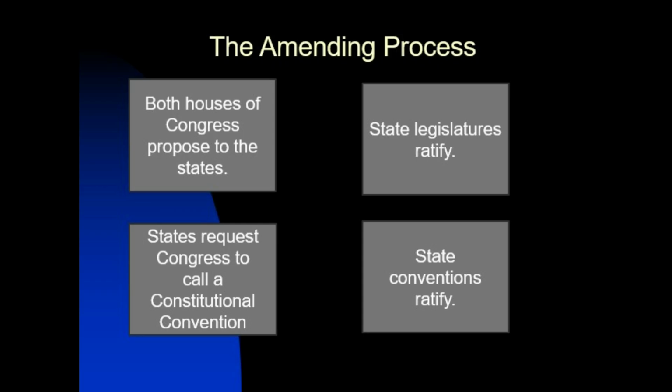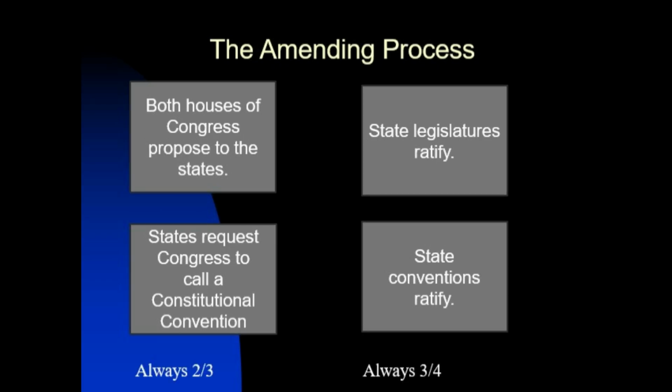So that is not as precise as when we're saying state legislatures ratify. That's pretty clear. So altogether, we have 4 possible ways to amend the Constitution. Pick one from the first column and one from the second column. You will end up with 4 possibilities. Now the question becomes the percentages. Really very easy. It is always 2/3 to propose and always 3/4 to ratify, no matter what.